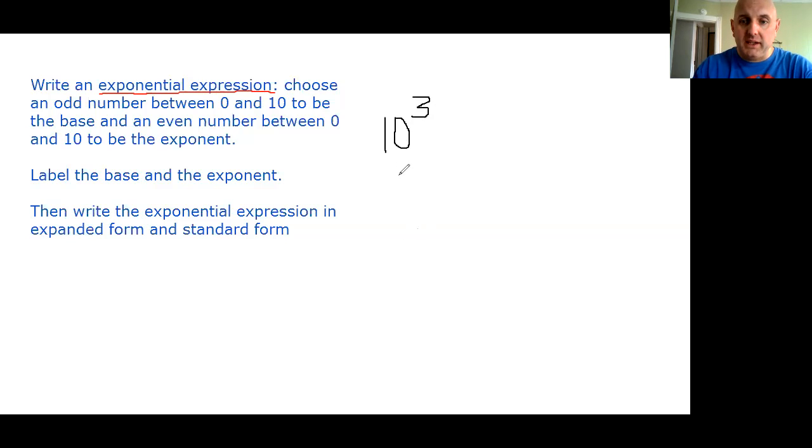The 10 is the base. The 3 is the exponent. I'm going to label those here. So the 10 and the 3, and I'm going to put in some words. So the 10 is the base, and the 3 is the exponent. Okay, so when they're asking me to write an exponential expression, they're asking me to have one number that's the base and one number that's the exponent.